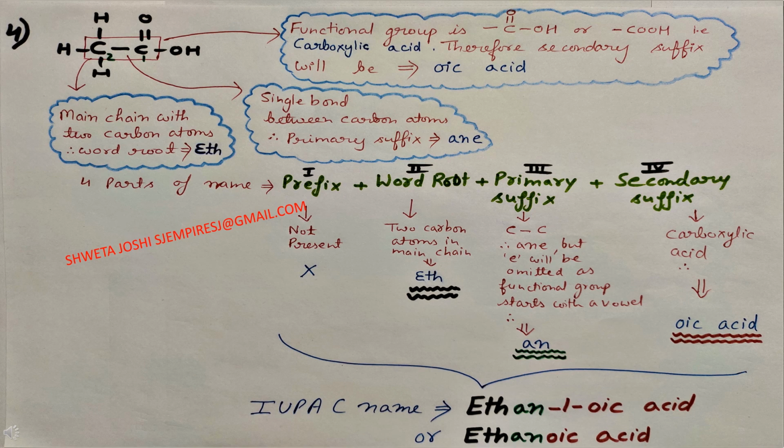Now writing the functional group part, since carboxylic acid is present, the suffix used will be oic acid. In this case, since the name of the functional group starts with the vowel O, we are going to skip the E part of ANE of the primary suffix. So its IUPAC name will be ethane 1-oic acid, mentioning the position of the functional group, or simply ethanoic acid.